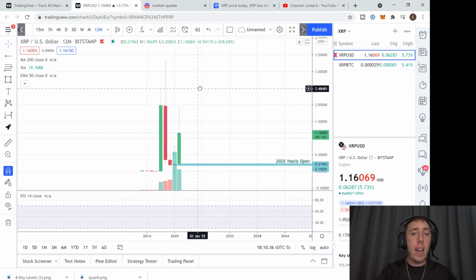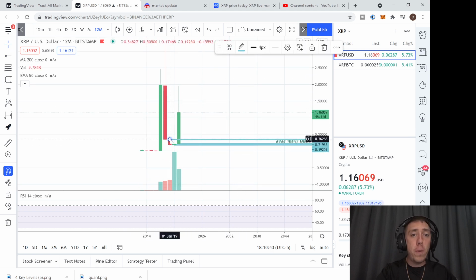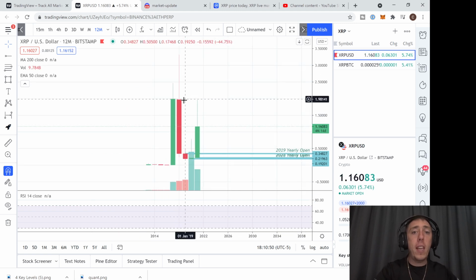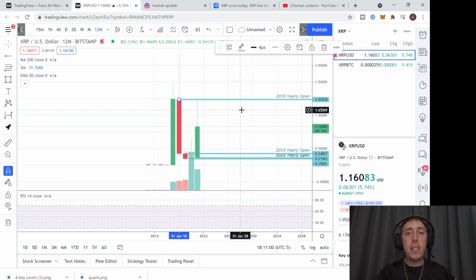I'm not going to do every month by any means, but I think that these are very important levels to annotate. So don't miss this level. 2019 yearly open. So the reason why I'm annotating all the yearly opens is because they are very important levels that do get interacted with quite a bit. And this is the one that I think is going to have the most significance coming out very soon, the 2018 yearly open. All right, and that should be sufficient.